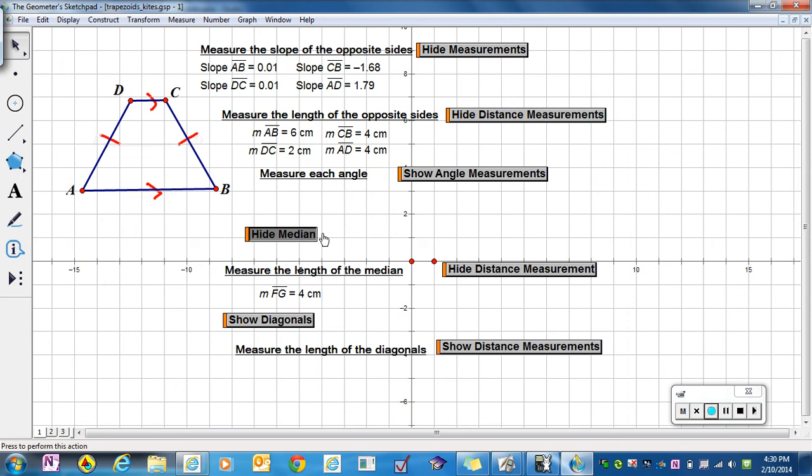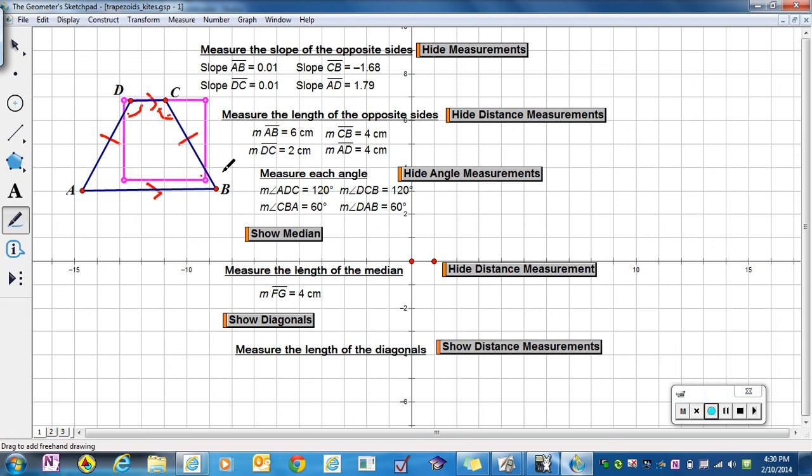Alright, now let's get rid of that median and talk about the angle measurements. If you notice, I do have some congruent angles in here. ADC, which is right here, is congruent to DCB, which is right here. Then CBA, which is right here, is going to be congruent to DAB, which is right here.